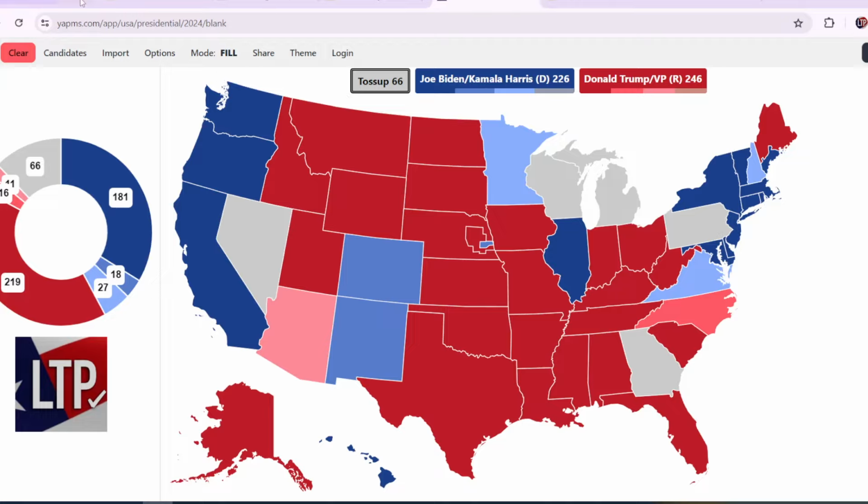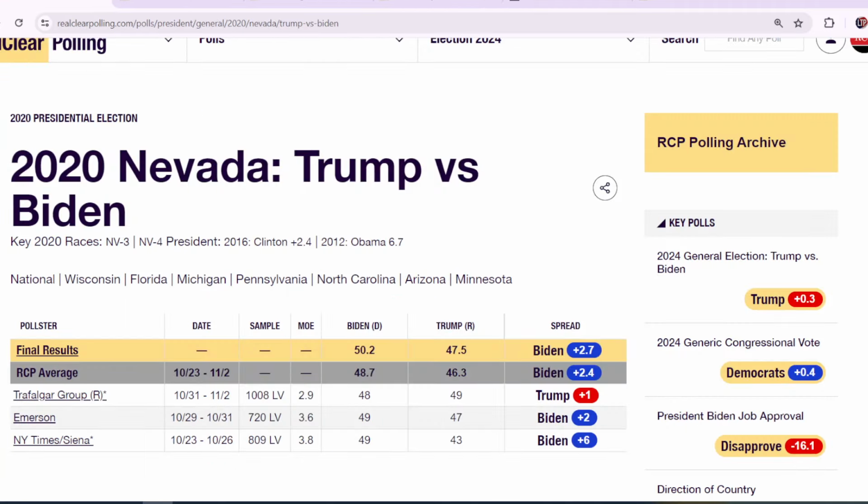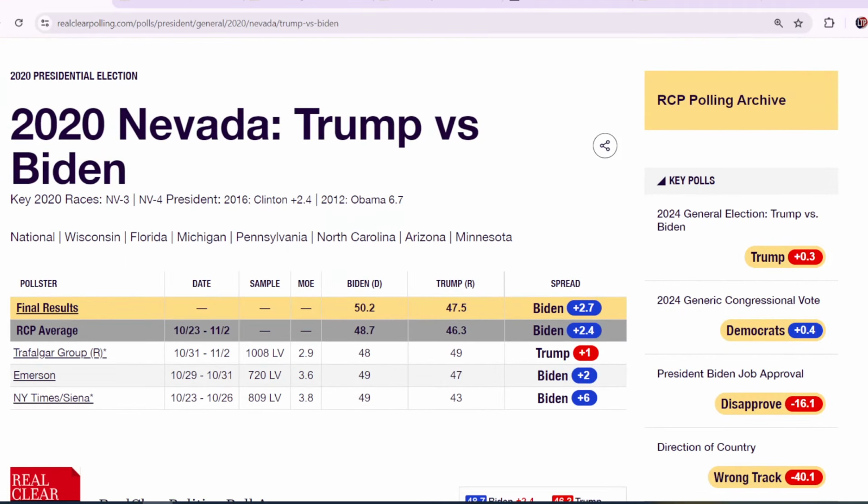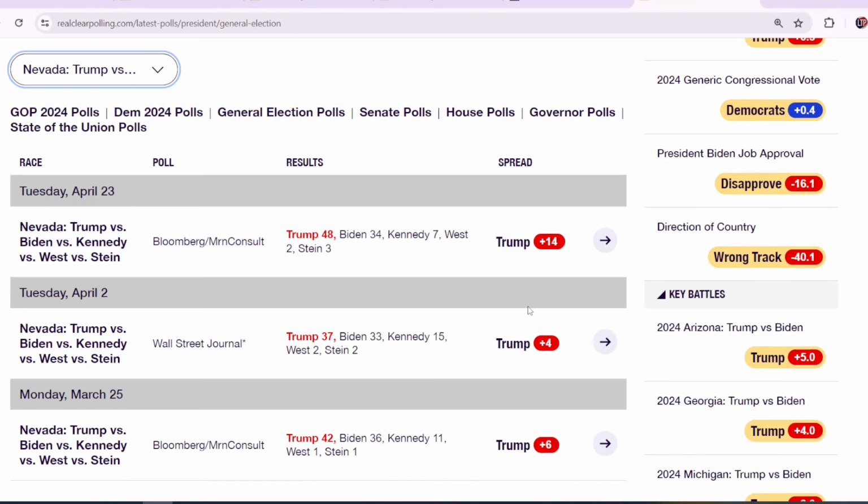And then as for the state of Nevada, polling averages back in the 2020 election, according to RCP, had Biden winning the state by 2.5 percentage points, and they actually underestimated him slightly by only 0.3%. He ended up winning it by 2.7. So with that being said, you apply a 0.3 polling error. The latest poll in this state, April 23rd, has Trump winning it by 14%. In my opinion, that is not realistic. So I'm going to say that's an outlier.